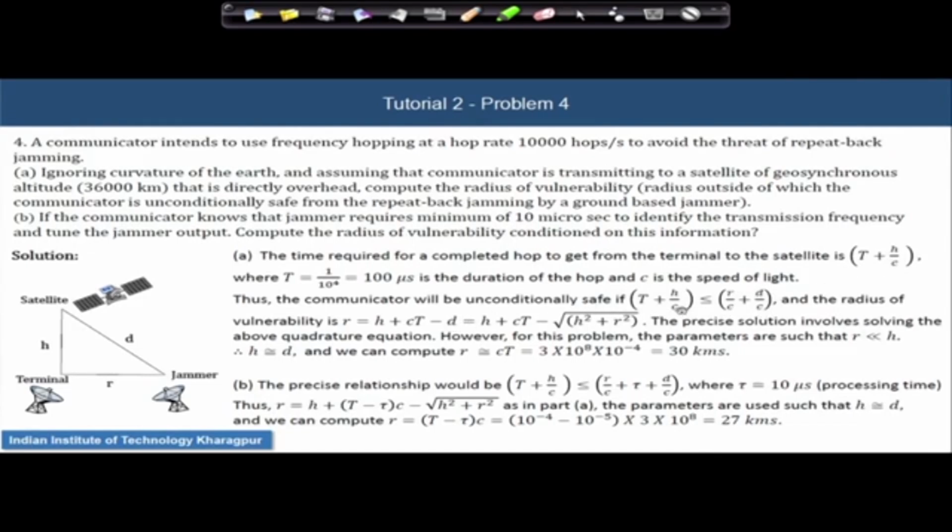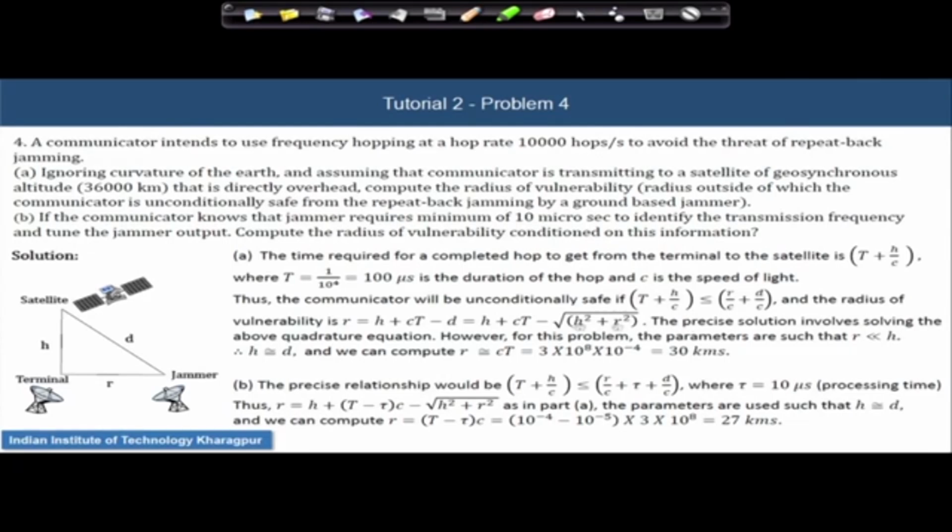Now we need to solve this in order to find r, because we are trying to find the radius of vulnerability, that is this r, the distance between the terminal and the jammer. We merely simplify this expression, and we see that r turns out to be equal to h plus c into t. We take the equal sign for the worst case condition, and we see that of course d is related to h and r as well.